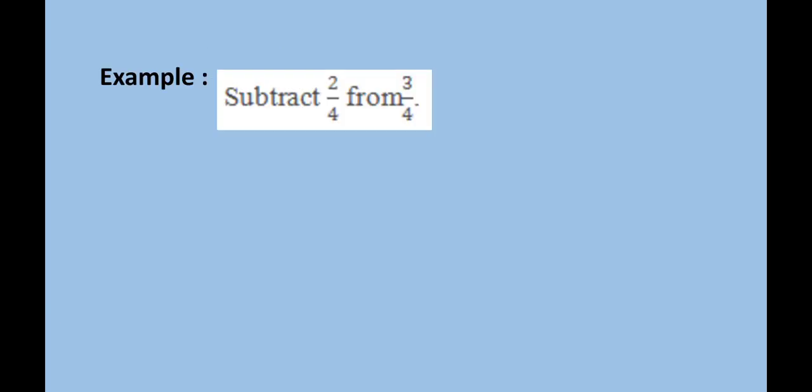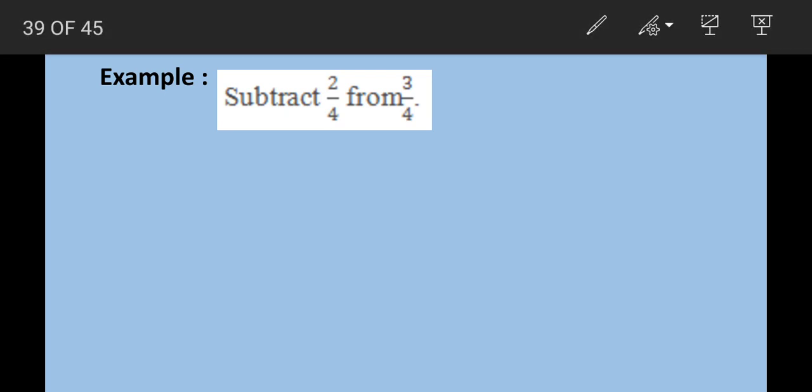so here is an example. Subtract 2 by 4 from 3 by 4. While you have written here "from", it means we have to subtract the first number from the second number. If in place of "from" we had written "to", we would subtract the second number from the first. So it is written "from", so we have to subtract the first number from the second number.